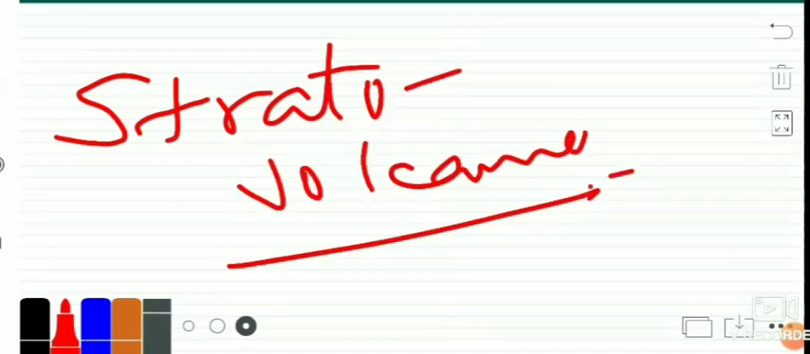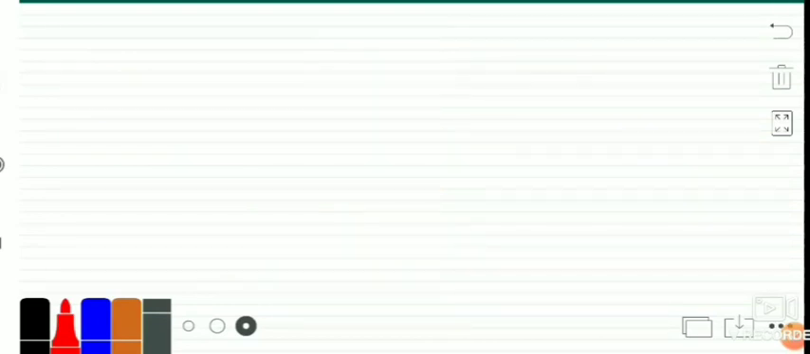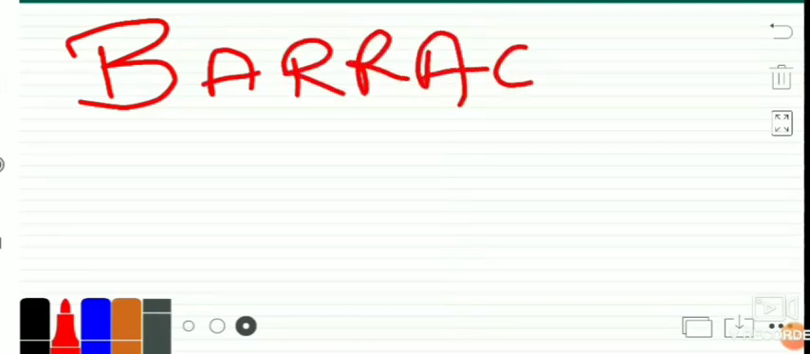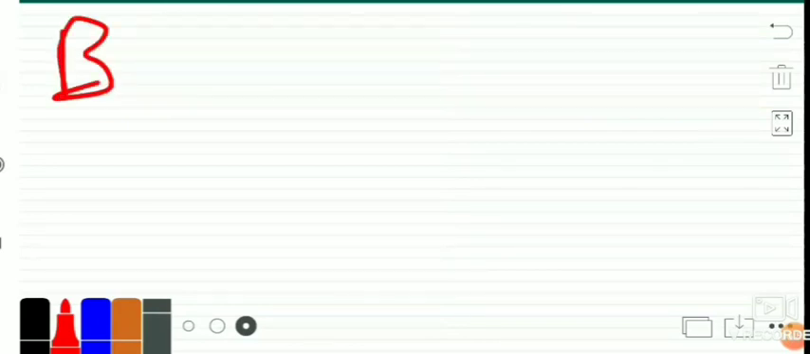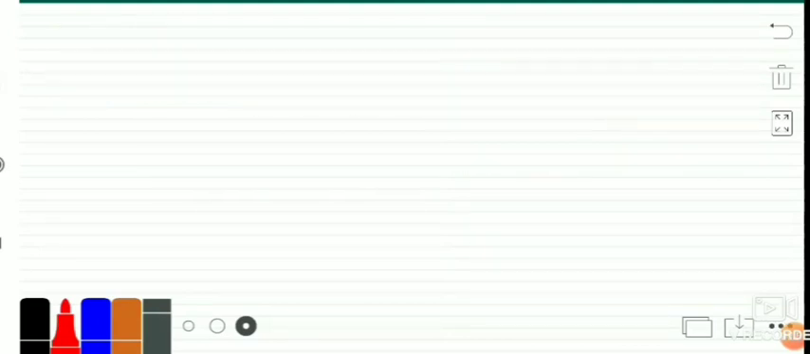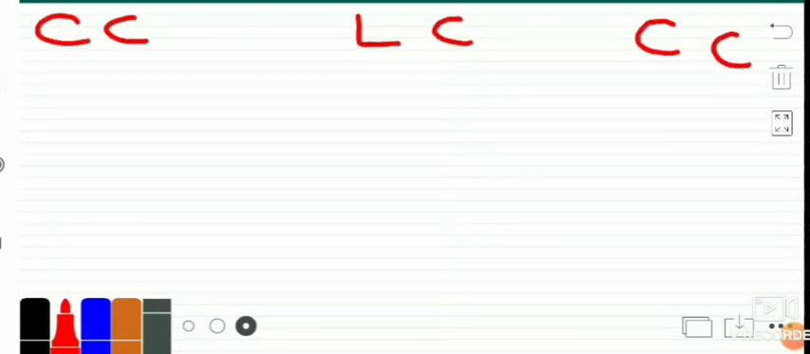Because of this alternate nature of lava flows and pyroclastic material, these are more resistant to erosion as well, right? And the slopes of these volcanoes are sometimes covered by deeply grooved material, which are known as barrancos, right? So if I can summarize: cinder cone, lava cone, composite cone.